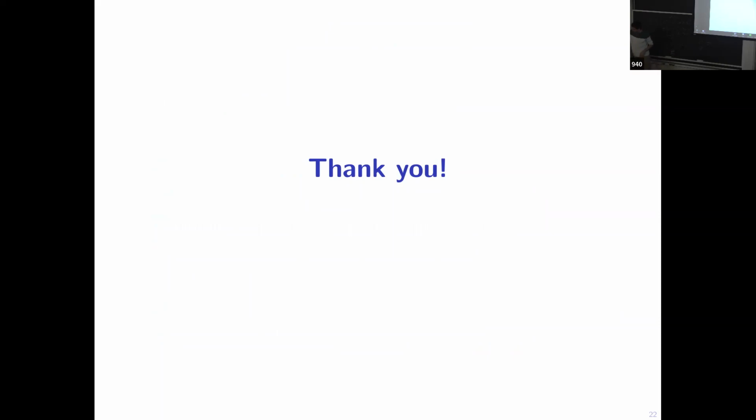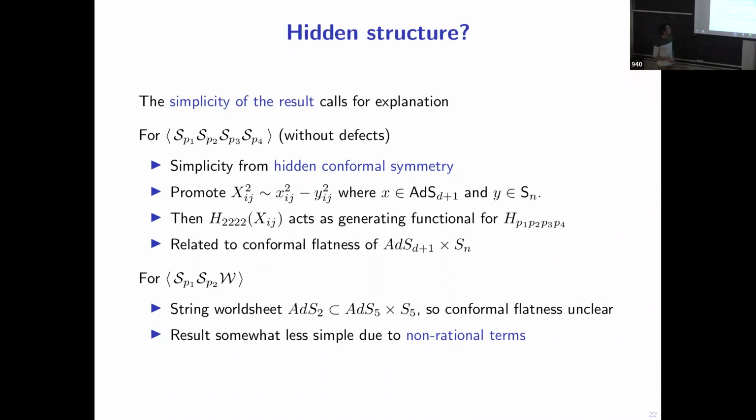Just a quick comment about the enhanced symmetry. A case where this enhanced symmetry may appear naturally is for a line defect, in the case of a line defect that corresponds to a D3 brane wrapping AdS2 inside AdS5. In that case, naturally you have this AdS2 times S2, which is very similar to AdS5 times S5.